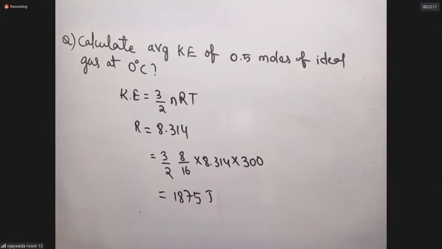Joules only. Energy in joules always, not per joule per second.